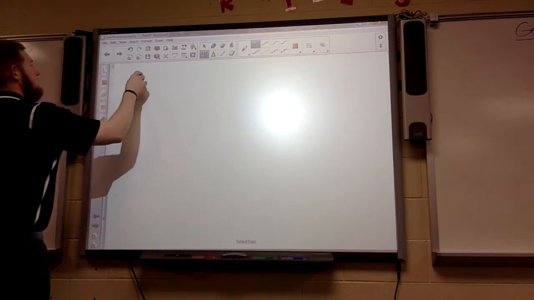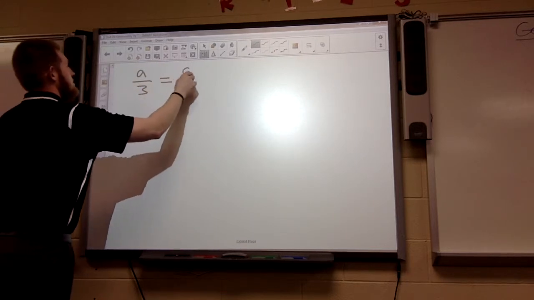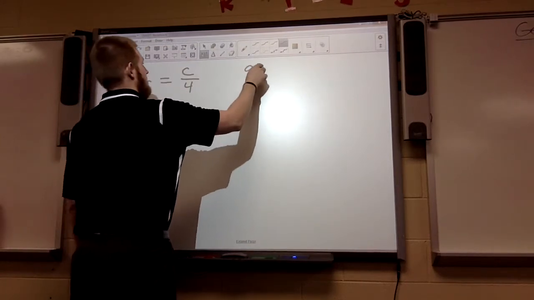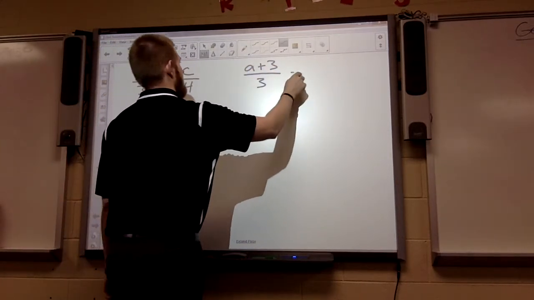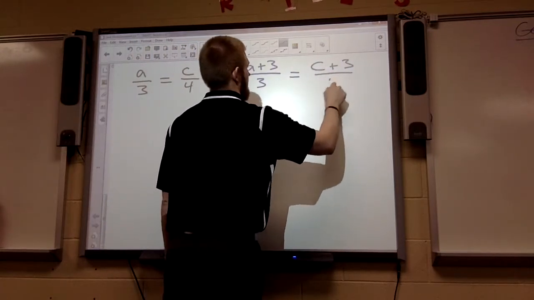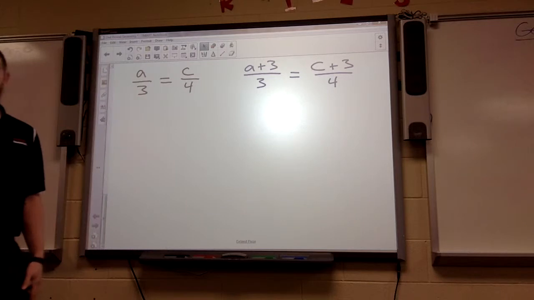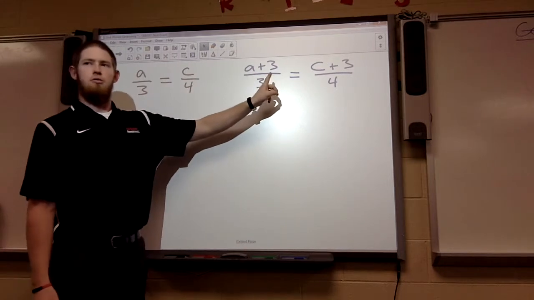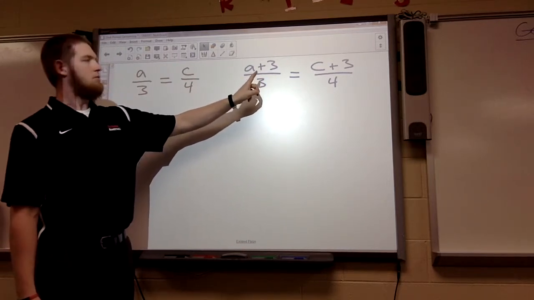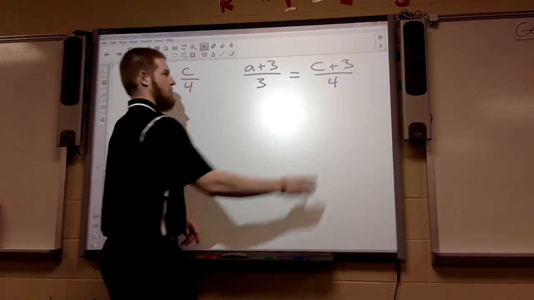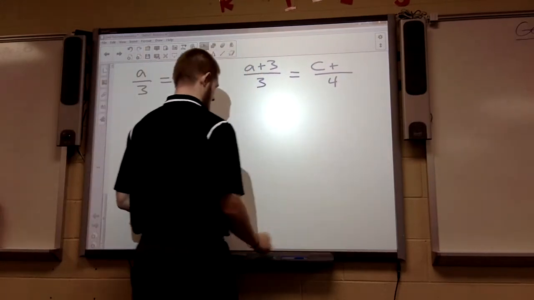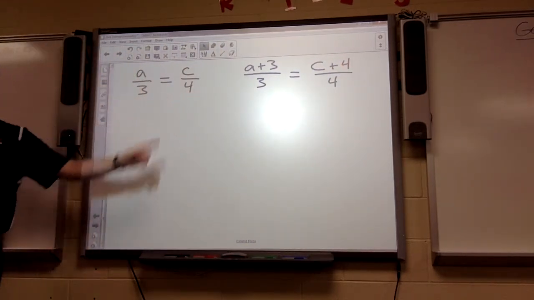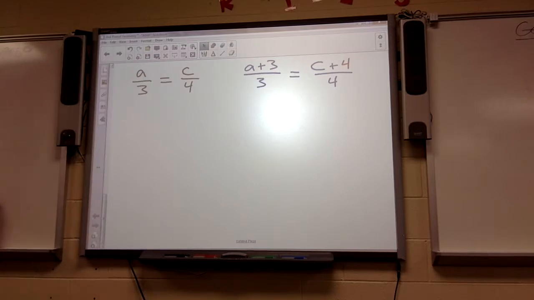A over 3 equals C over 4. Okay, and they told me that A plus 3 over 3 equals C plus 3 over 3. You mean that's a 4? So is this true? No, this isn't true. Why is this not true, Thomas? Because C plus 3 over 4 is not the denominator. Right, so this should be C plus what? 4. This should be C plus 4 over 4. Now is it true? Yes. Now it's true. Alright, does everybody see the difference of the first one and the second one?